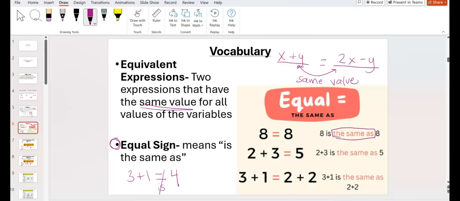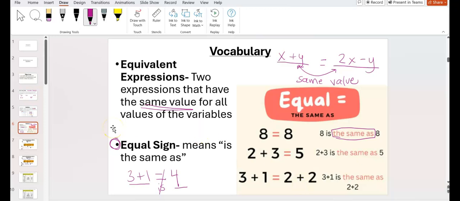So I'm saying that this expression on the left is the same as this expression on the right. And really what you were doing in elementary school was writing equivalent expressions, and you just didn't know it. So here are some examples of what an equal sign means, showing you different ways of showing that it's the same number versus a traditional math problem versus equivalent expressions.